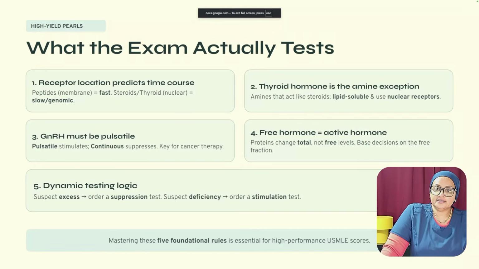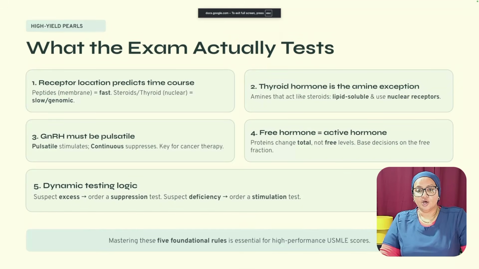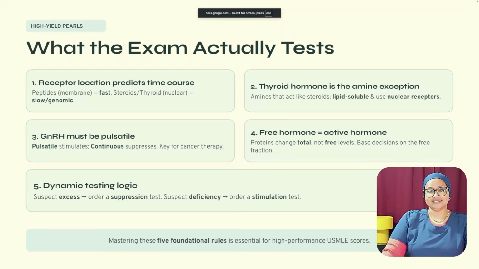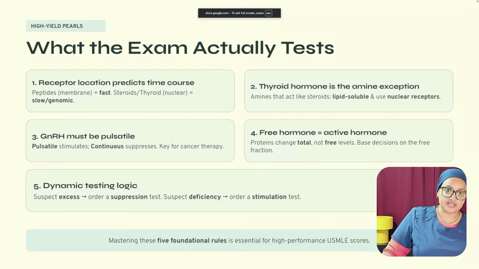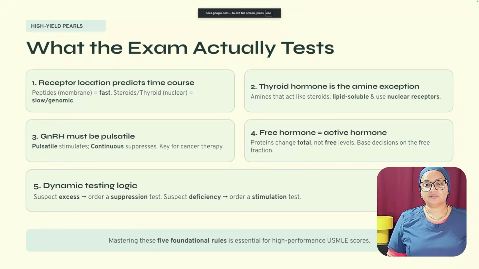The fifth pearl, the logic of dynamic testing. If you suspect excess, order a suppression test. For example, dexamethasone for Cushing syndrome, oral glucose tolerance for acromegaly. On the other hand, if you are suspecting a deficiency, you order a stimulation test. Cosyntropin stimulation test for adrenal insufficiency, for example. So the direction of the test always matches the direction of your clinical suspicion. Yeah. So these are just small things to remember about endocrinology.